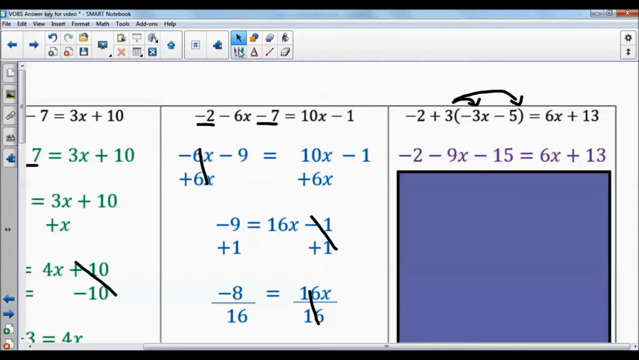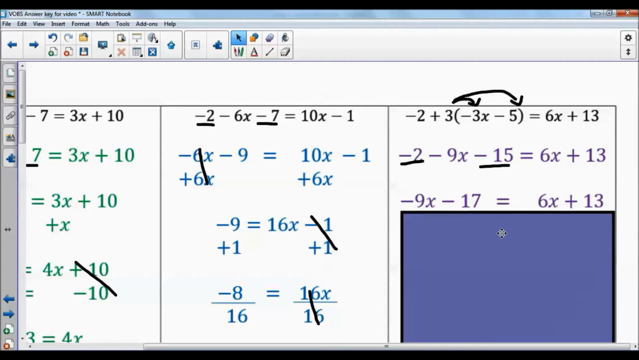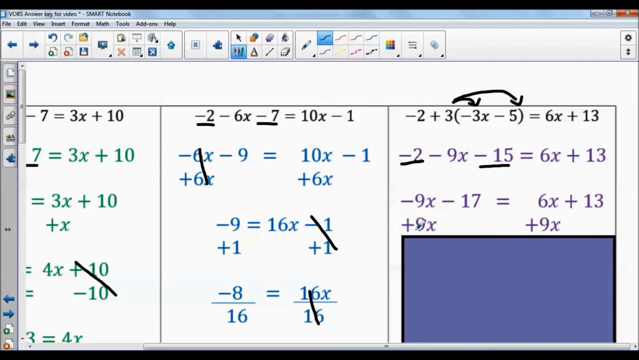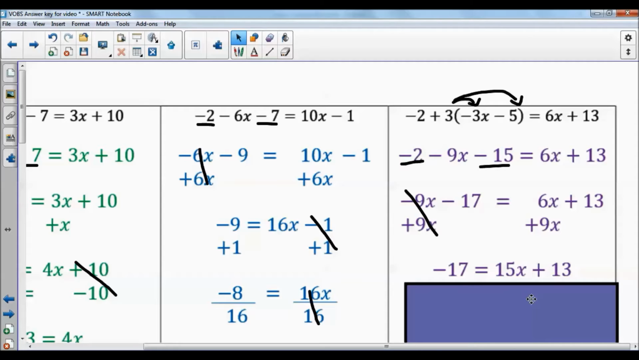So now that we've distributed, we have nothing to do on this side yet, but we can combine like terms on our left side. So negative 2 minus 15 gives us negative 17. So we'd have negative 9x minus 17 is equal to 6x plus 13. Now we want to make sure that we get our x's on the same side of the equation. Okay, so what I did was I took my 9x and I added 9x because it's the opposite of subtracting 9x, and these are going to cancel out. And I'd have negative 17 is equal to 15x's plus 13, right, because 9 plus 6 is 15.